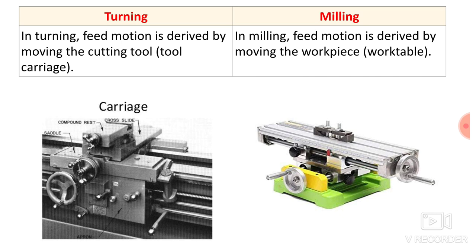Then the second column, that is milling. In milling, feed motion is derived by moving the workpiece, the work table. So in a milling machine, the fixed member is your workpiece, and you can move that workpiece along x, along y and along z axis by moving the table of the machine. So you can move the workpiece along x and y axis by moving the handles provided, and you can move the cutting tool by moving the spindle along z axis.